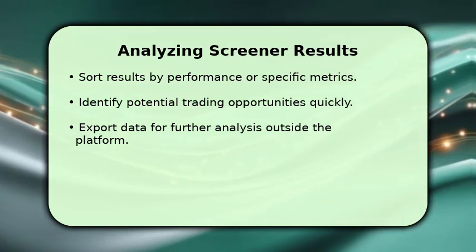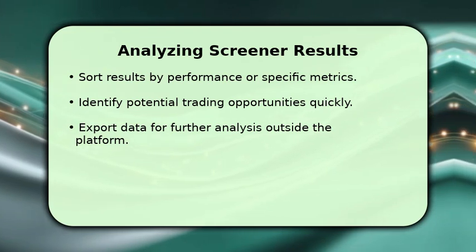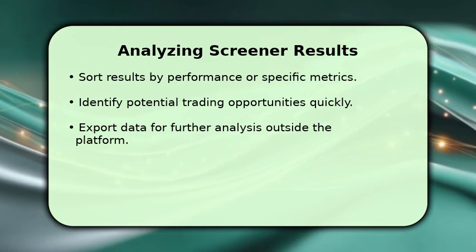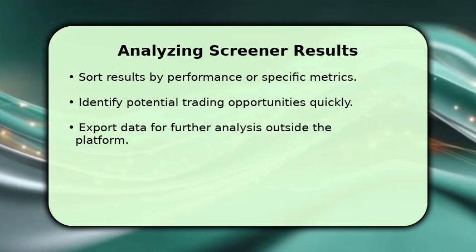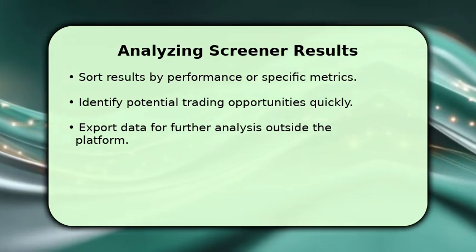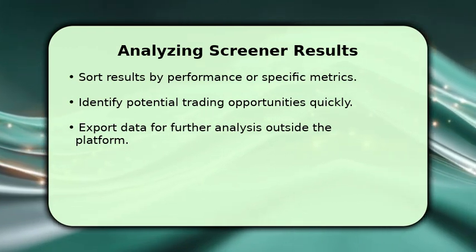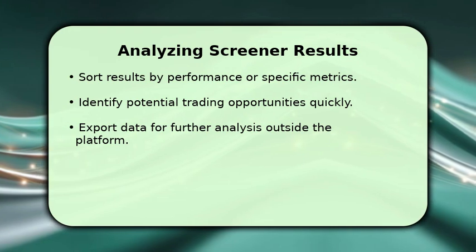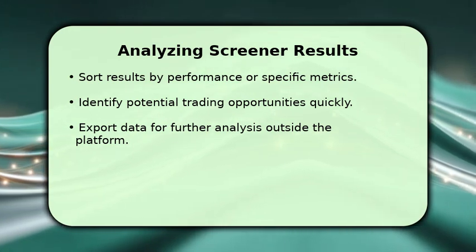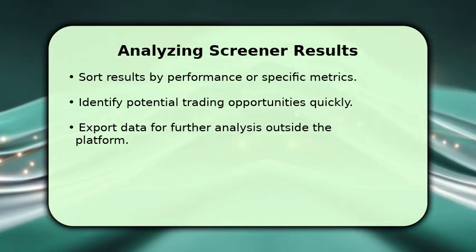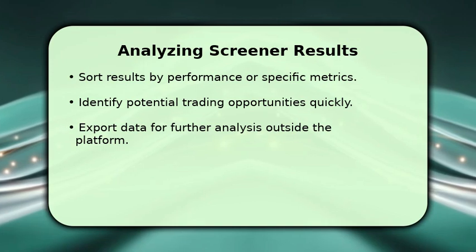Sort the cryptocurrencies by different metrics like performance over various timeframes or by specific technical ratings to see which assets meet your criteria. The screener can help you quickly identify coins that are, for example, showing strong upward momentum or are potentially oversold. You can click on any listed symbol to view its detailed chart and further research. This streamlined process helps in making informed trading decisions.